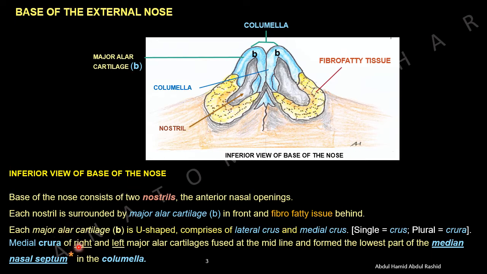Medial crura of the right and left major alar cartilages fuse at the midline and form the lowest part of the median nasal septum in the columella. That means the lowest part of the median nasal septum is formed by the adjacent medial crura of the major alar cartilages.